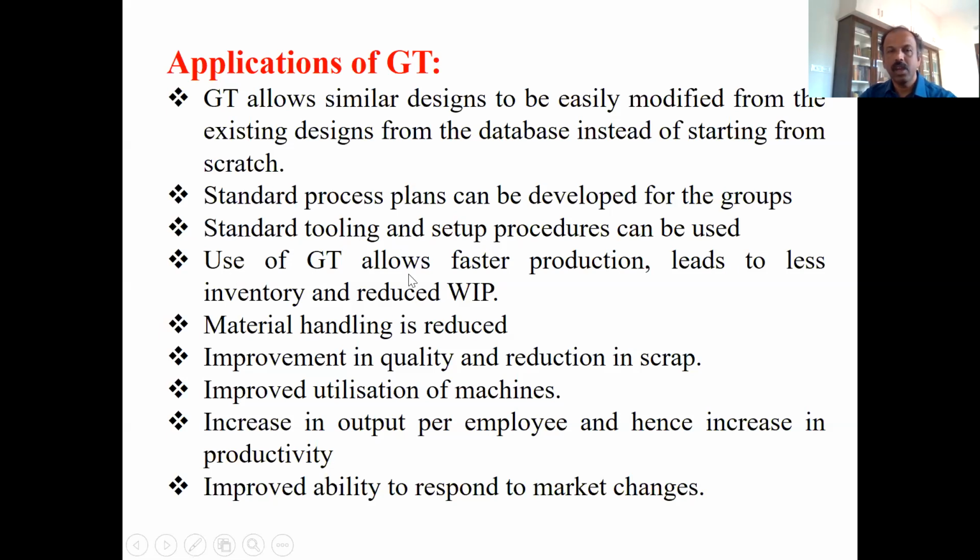Then use of GT allows faster production, which leads to less inventory and reduced work in process. Material handling is reduced, which is very important because you are not making the work part move unnecessarily. Then improvement in quality and reduction in scrap, and improved utilization of the machines, because by making the cell you are making all the machines contribute. Hence, the utilization is going to be very good. Then increase in output per employee, so that means the amount of production per employee is more.